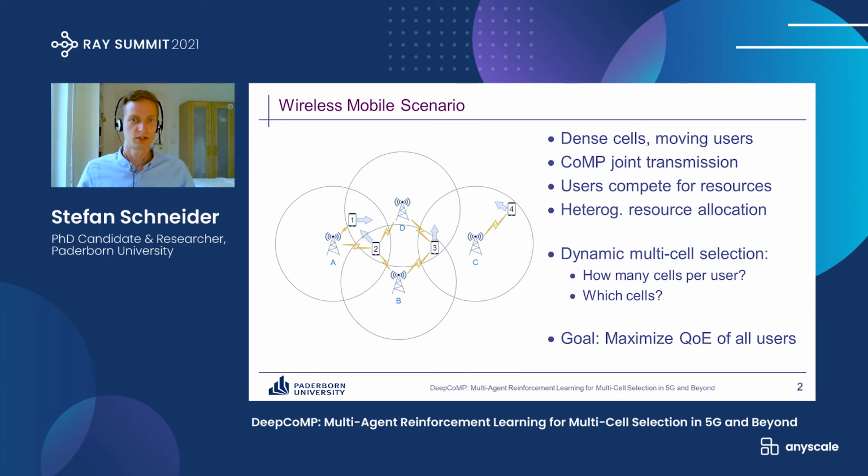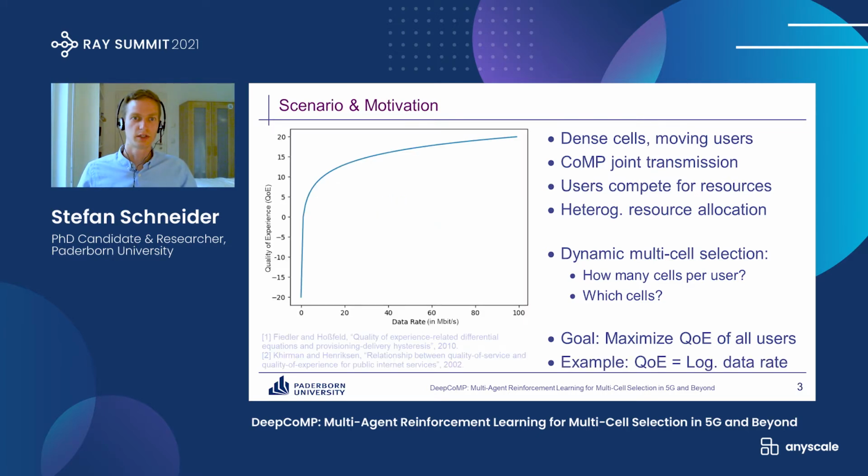In this whole scenario, our goal is to optimize dynamic multi-cell selection. For each user over time, we want to decide how many cells each user should connect to and which cells it should connect to. The goal is to maximize the total quality of experience, or short QoE, of all of our users. We model this quality of experience, based on some previous studies, as a logarithmic function of the data rate for each user. If the data rate is 0, then the quality of experience is really bad because the service does not work.